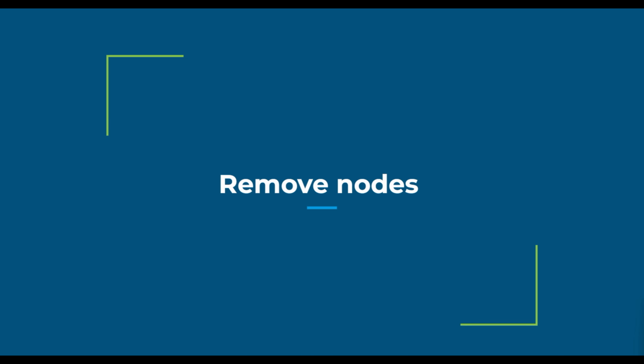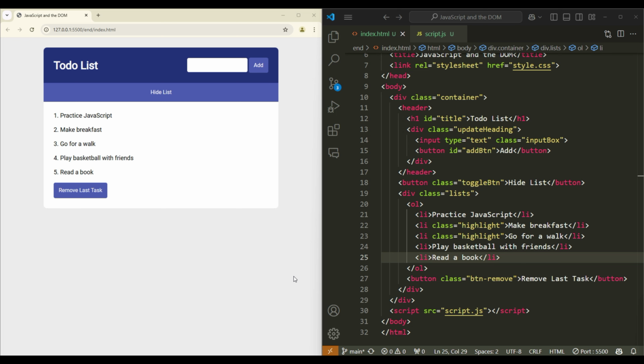In this episode, we will remove the last item of an element using the remove method. First, let's select this button Remove Last Task, because the last item will be removed only when we click on this button. It has the class btn_remove.